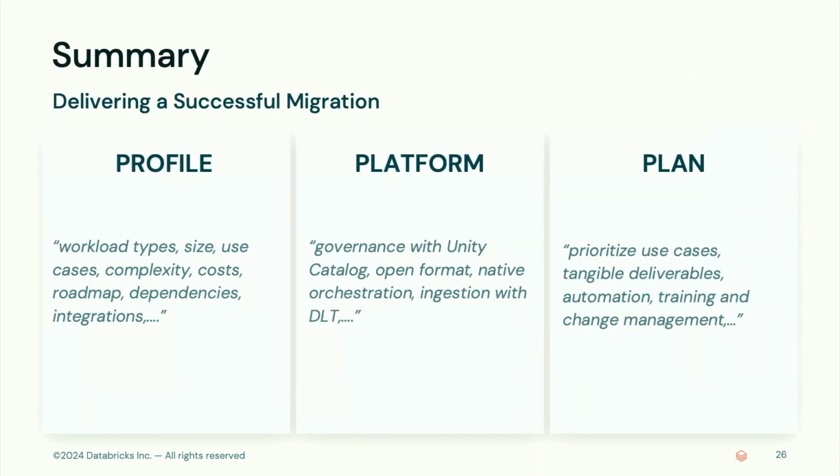So in summary, we started off by profiling our existing state. What do I have? How much data do I have? What do my warehouses look like? How complex is it? Then I think about how do I build a new platform? How do I govern it with Unity Catalog? How do I make sure it has an open format? How do I use the native tools in Databricks? And then from there, how do I plan this out in the context of use cases or deliverables? How do I automate this as much as possible? How am I training my people the right way so they're ready to use this new platform when it comes to them? Change management is always going to be a hard problem to solve, but something that we need to make sure we consider.